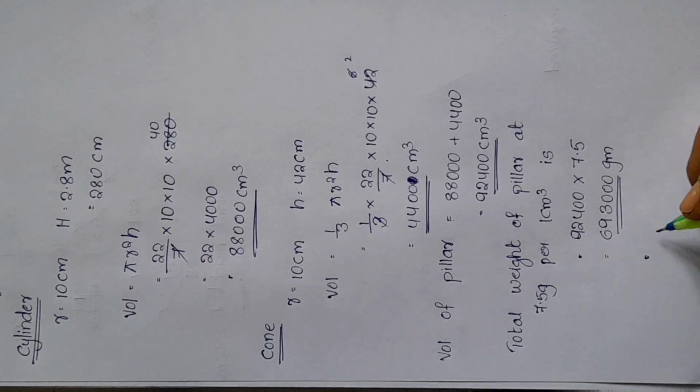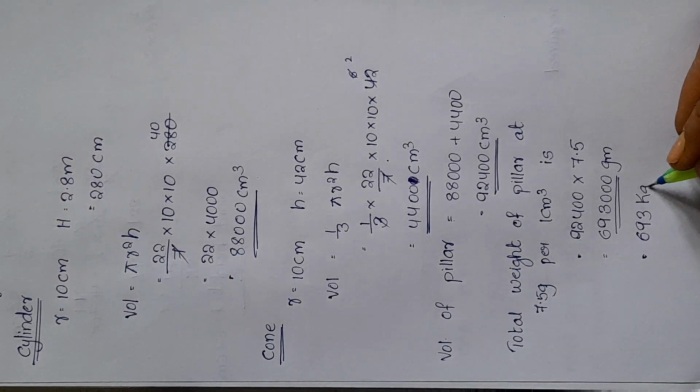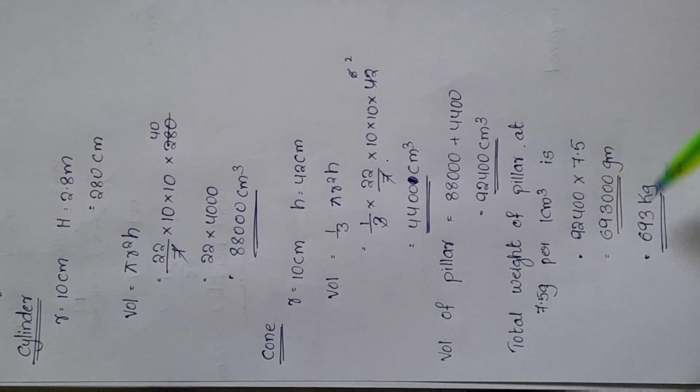Converting this into kilograms, we should divide it by 1000. On dividing it with 1000, we get 693 kg is the total weight of the pillar.